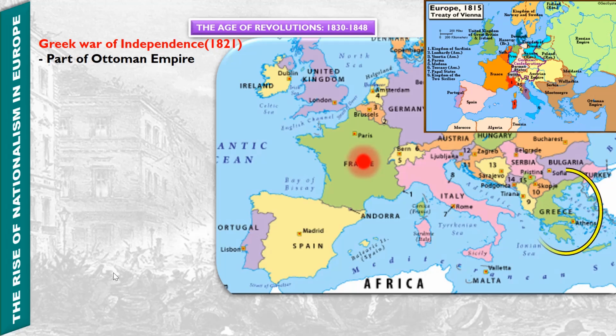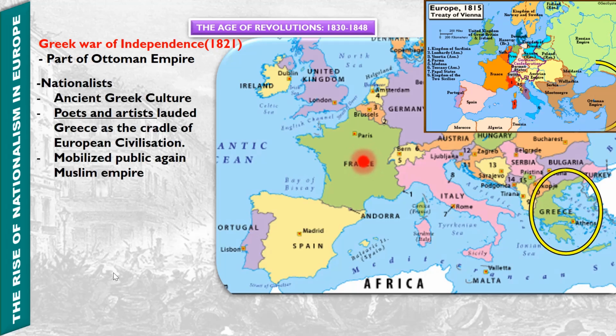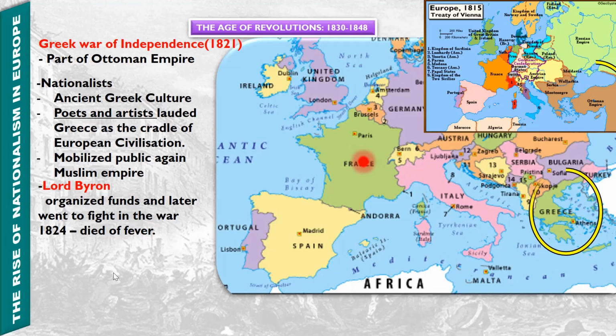The English poet Lord Byron organized funds and later went to fight in the war where he died of fever in 1824. Finally, the Treaty of Constantinople of 1832 recognized Greece as an independent nation.